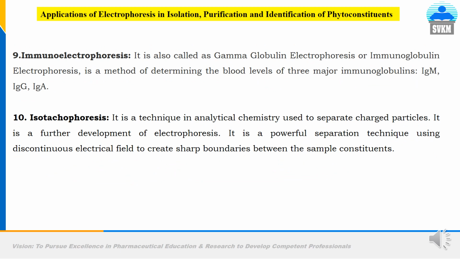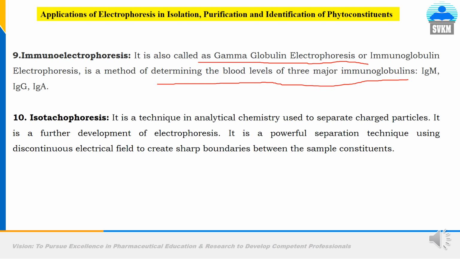The ninth method is called immunoelectrophoresis, which is also called gamma globulin electrophoresis or immunoglobulin electrophoresis. It is the method of determining blood levels of three major immunoglobulins, like IgM, IgG, and IgE. It is mainly employed in biological fluids analysis.